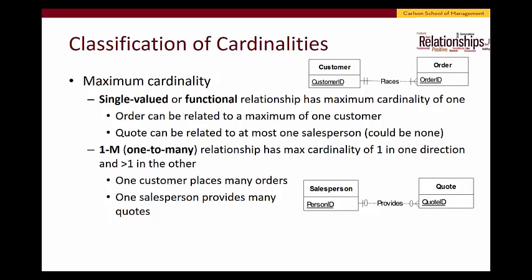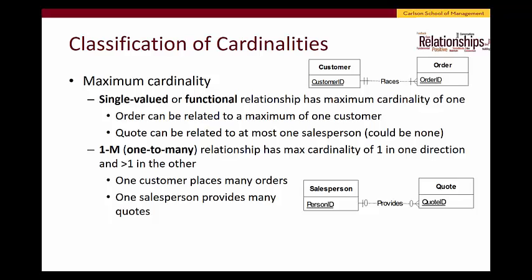The classification looks at one side of the relationship only, while the remaining three look at the maximum cardinalities in both directions, which is typically the case. By far the most common type of relationship has a maximum cardinality of 1 in one direction and more than one, or many, in the other.